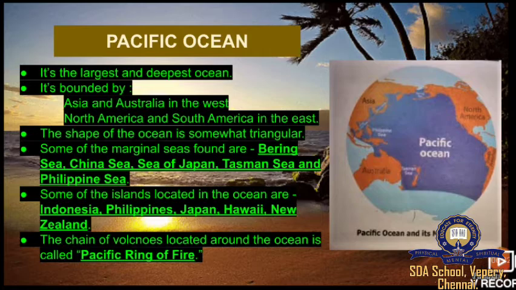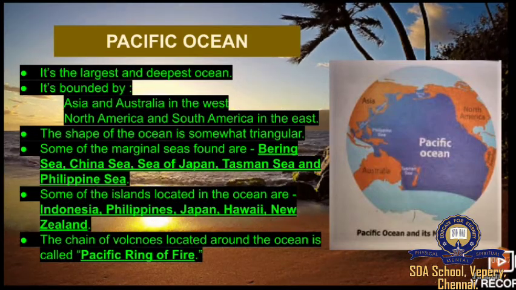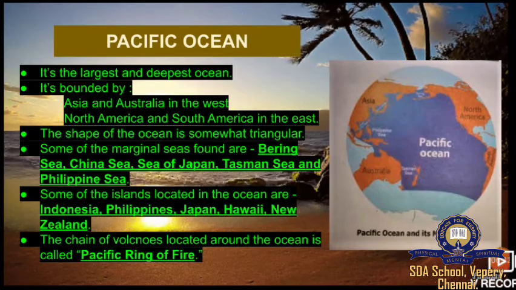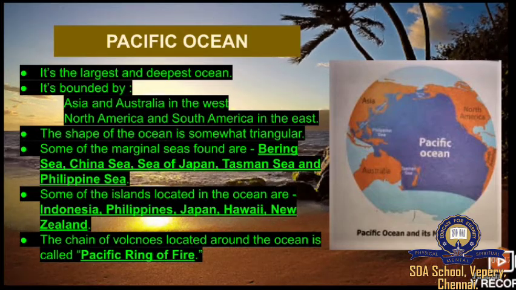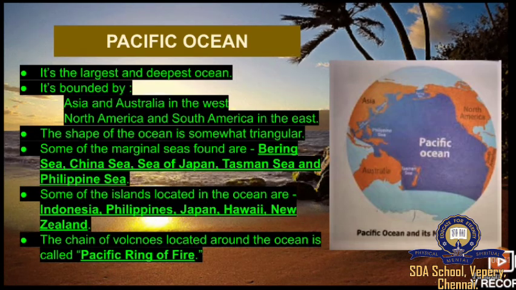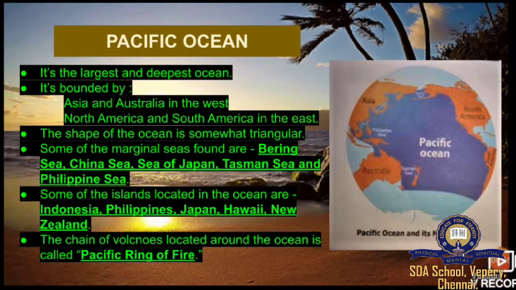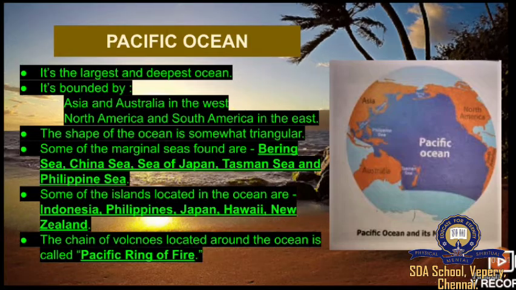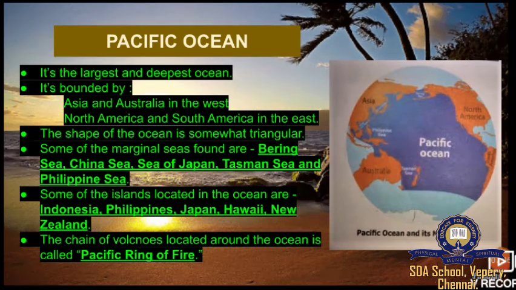The shape of the ocean is somewhat triangular, and the marginal seas, that is the small seas that are nearer to the lands, are Bering Sea, China Sea, Sea of Japan, Tasman Sea, and Philippine Sea. So there are 5 small seas from these oceans, and there are some islands located in the oceans. What are islands? Islands are lands that are surrounded by water.